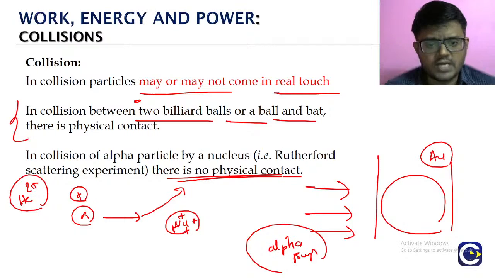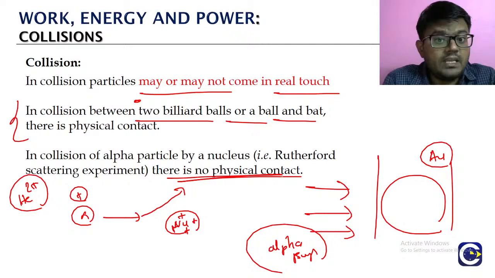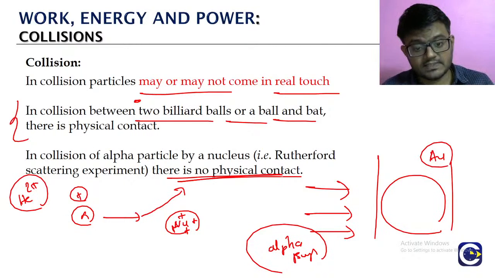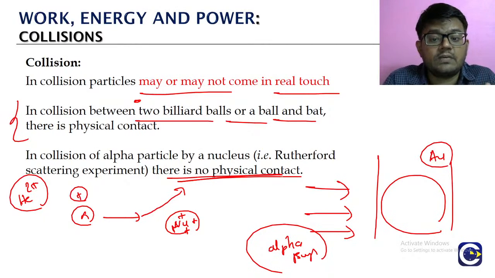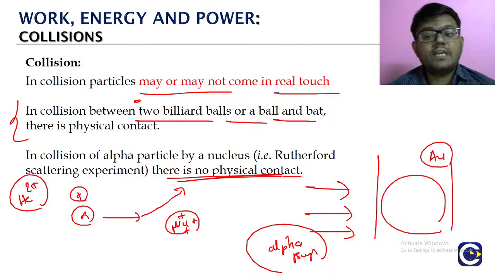So majority of the cases there will be because of the physical contact. But there can be examples like this also, particularly if you are looking at the collision between two like charged particles. The alpha particle is positive charge, and the nucleus also is positive charge. These kind of interactions are collisions without having a physical contact.